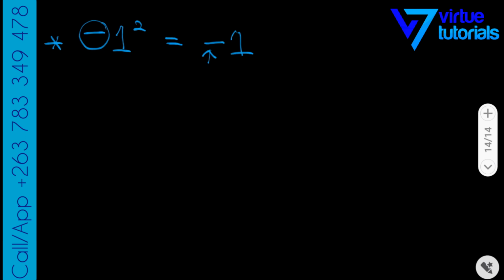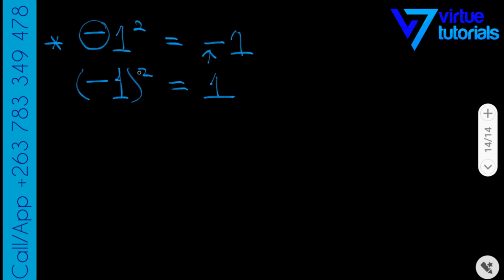This is different from something like this. Minus 1, then you put brackets, then to the power 2. When you put brackets, it means that you're squaring minus 1. So it's minus 1 times minus 1. And we know that a negative and a negative give you a positive. So the result becomes a positive 1.